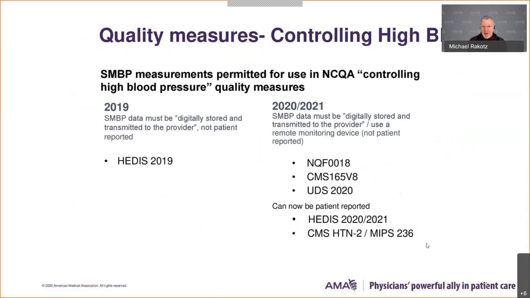And the other, if you look to 2019, there was only one national controlling high blood pressure quality measure that actually allowed the use of self-measured blood pressure monitoring. And currently, as we move into 2020 and 2021, all major national controlling high blood pressure quality measures are aligned and accept home blood pressures, some in different ways, but this is a really important transition and may help increase incentives for health systems to use SMBP. Next slide.